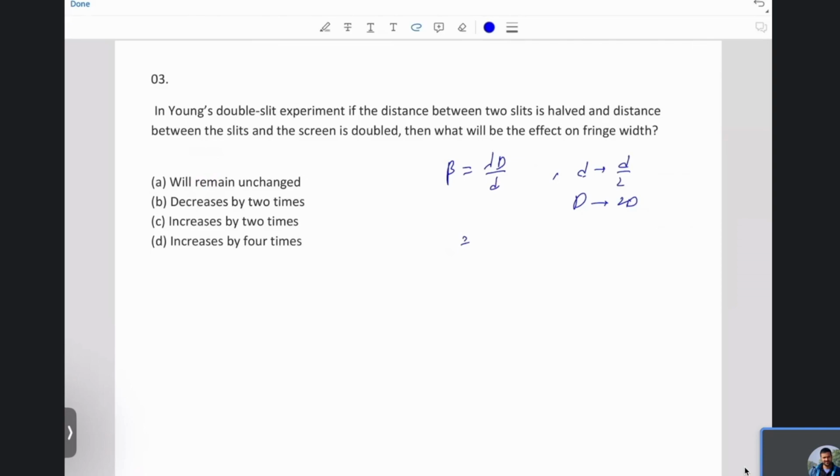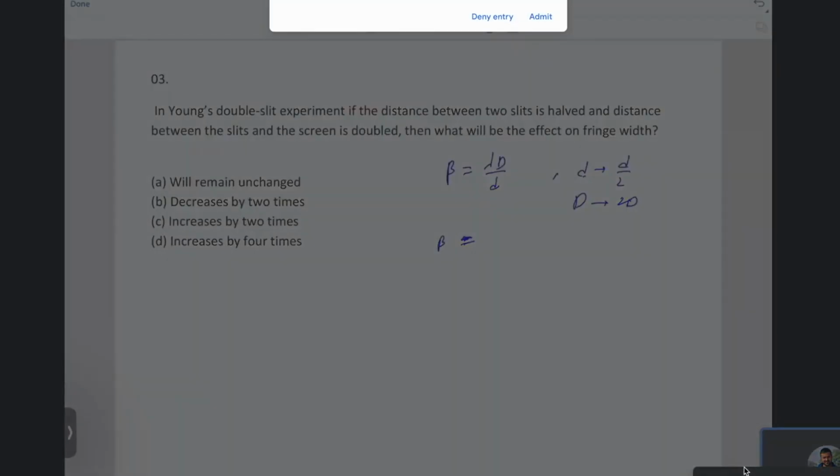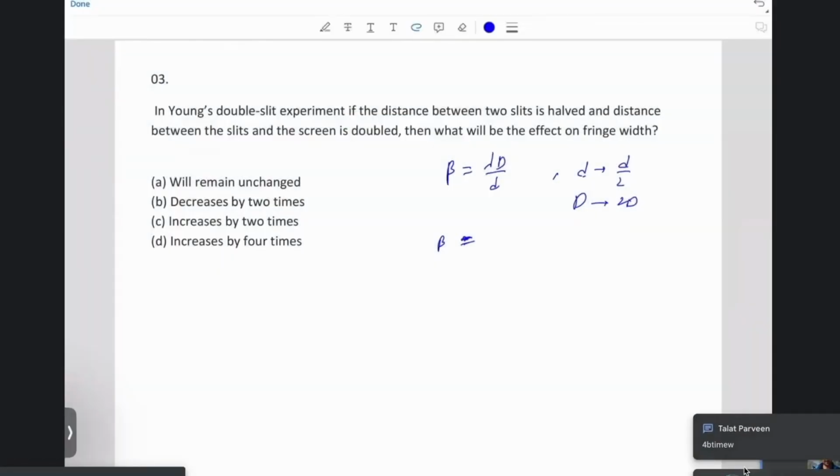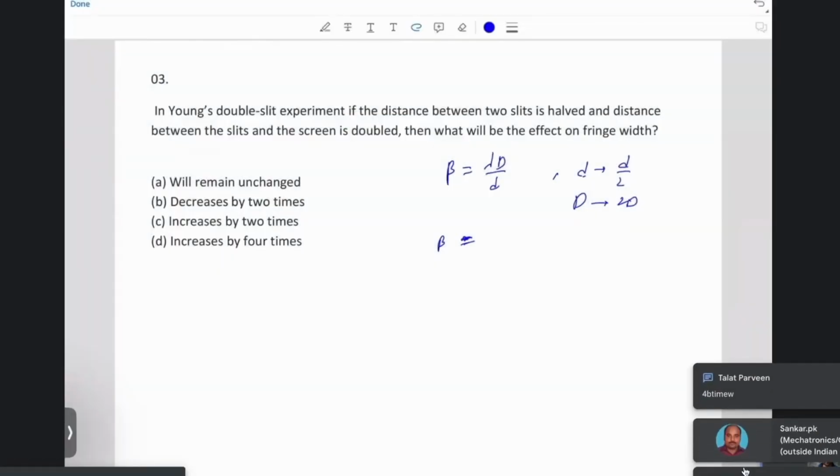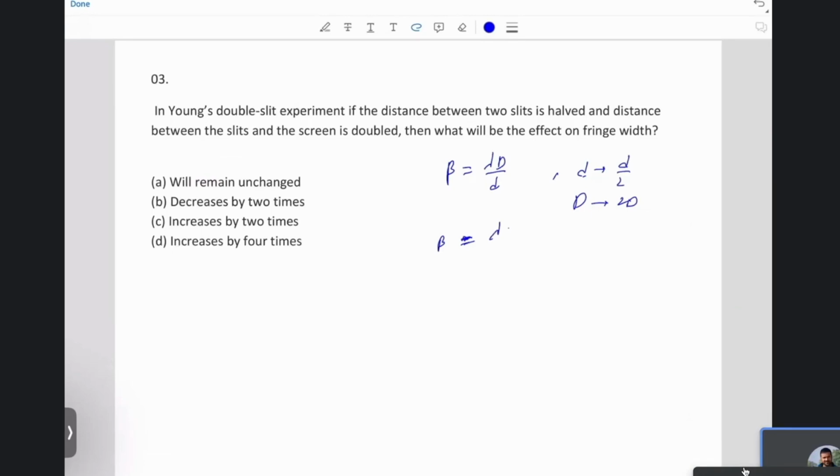So let's put it here. Okay, so yeah, you are right, it will be 4 times. Lambda will be same, D is 2D now, and d is d by 2, so it will be 4 times lambda D by d. Okay, so it increases by 4 times.